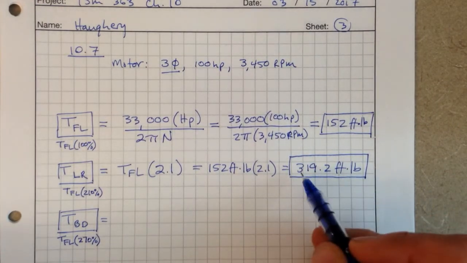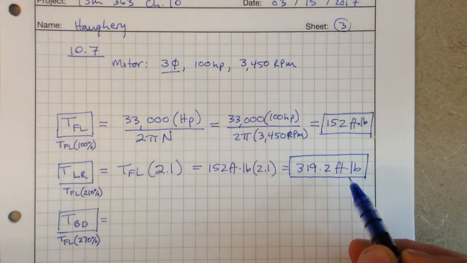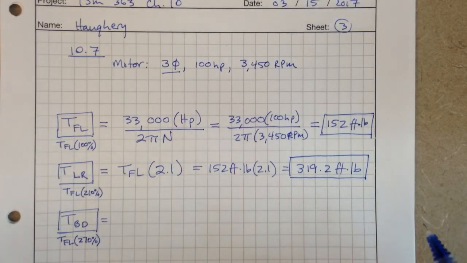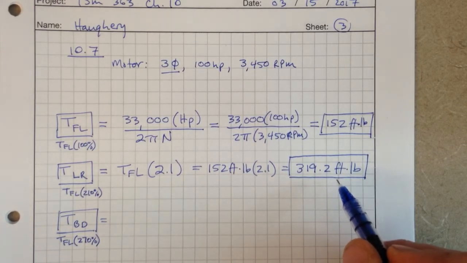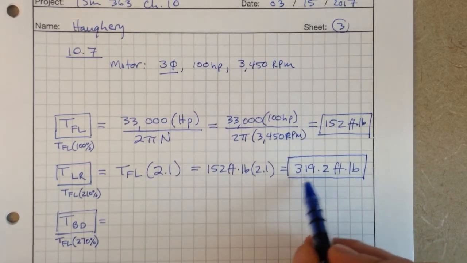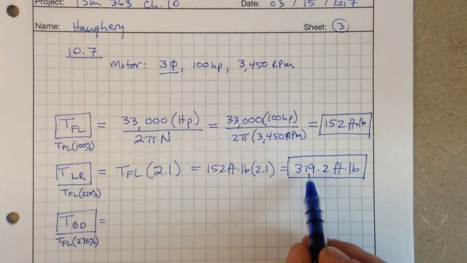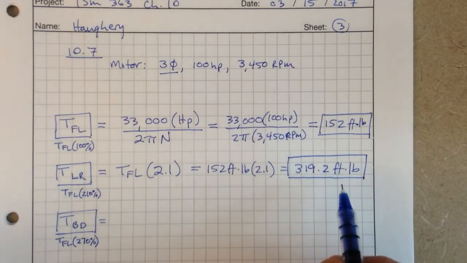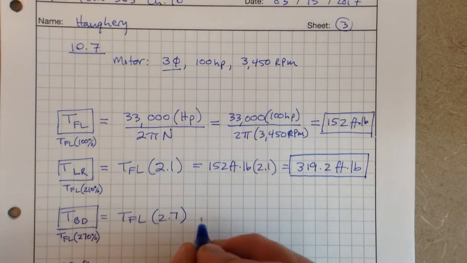Another way to look at that is it would take at least 319.2 foot-pounds to start that motor spinning, if we had a load on it. We need a motor to be able to produce that much torque to start spinning. So if we have a load that's 300 foot-pounds, guess what? Our motor can drive that because it's going to produce 319 foot-pounds to get that spinning. The breakdown torque, of course, is our 2.7, 270%.